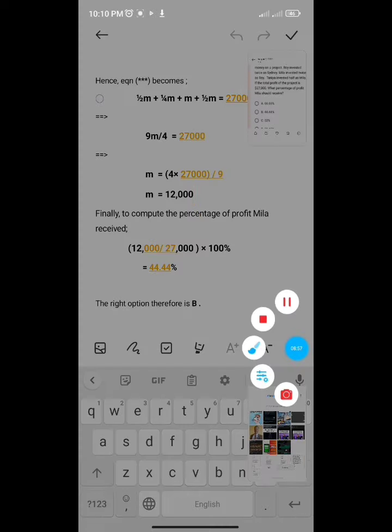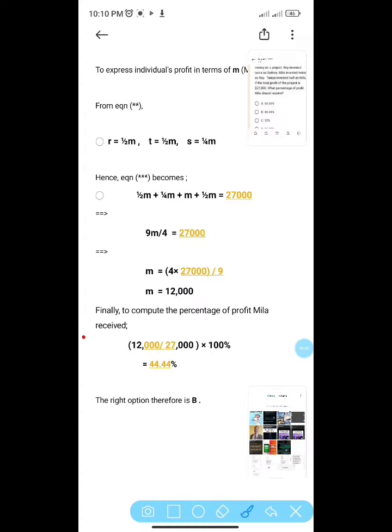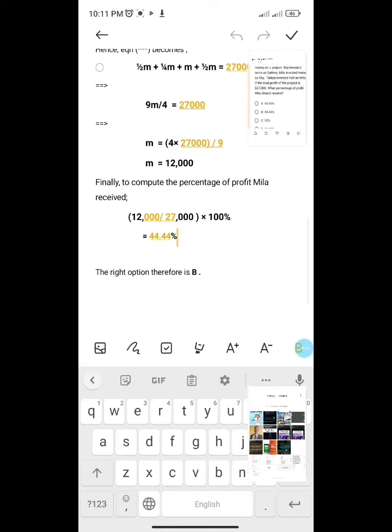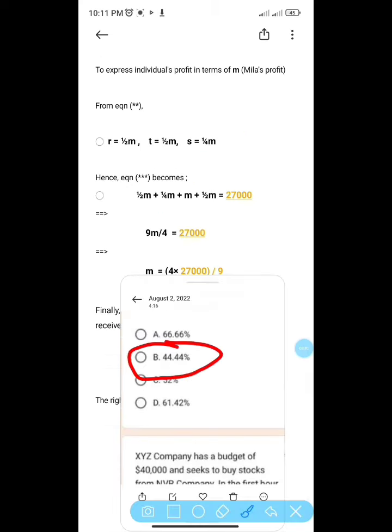Now, what is the next thing to be done? Finally, to compute the percentage profit Mila received. So doing that, we have this. That means what percentage is $12,000 of the $27? So we say 12,000 over 27. We did that, this 12,000 times 100%, and I give you 44.44%, and also the problem. Hence, our answer is B, 44.4%.